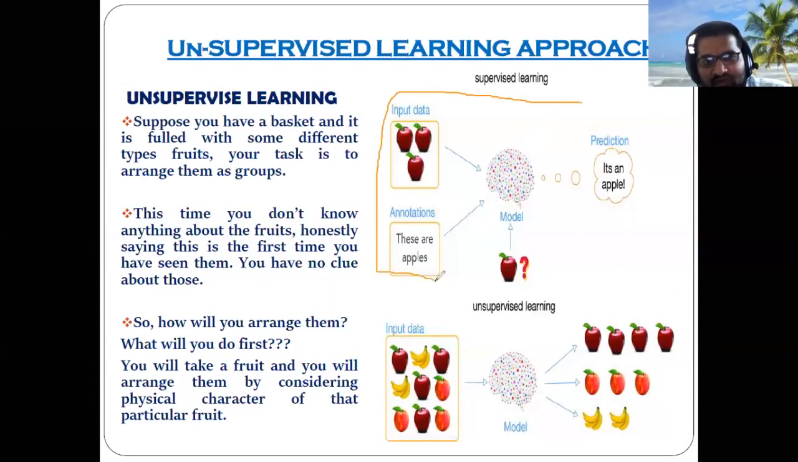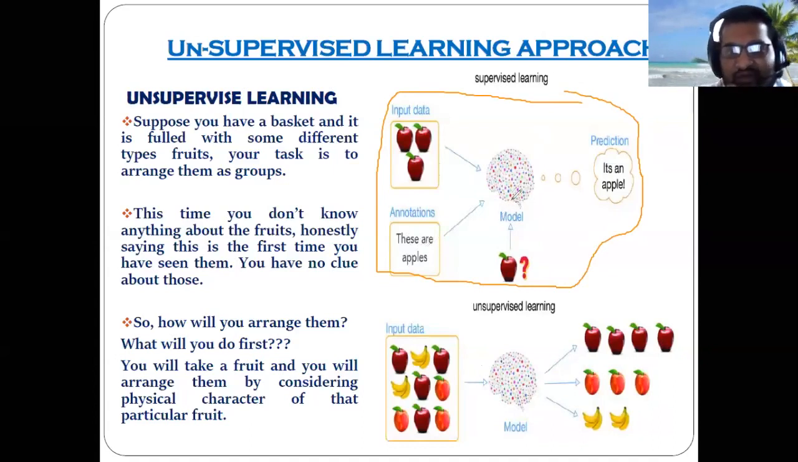It gives you the idea about what we have discussed now. Correct? Yes, sir. This is the supervised and below is the example of unsupervised. Input data means what? Apple. That has to be tested. Annotation means what? Train. That you already know. You already know that it is being understood.